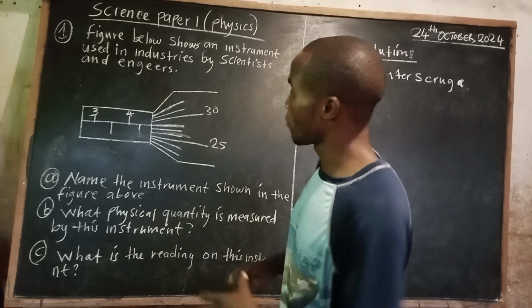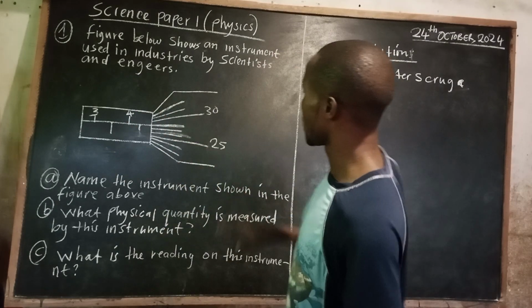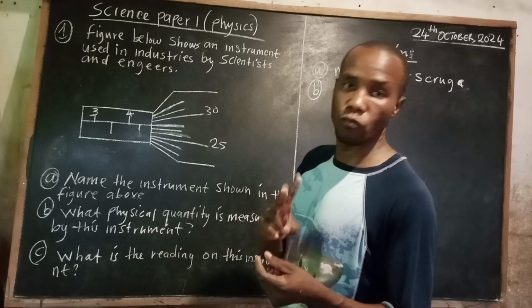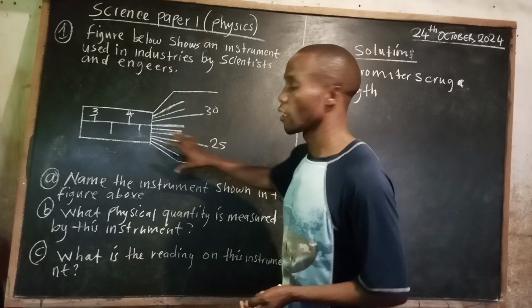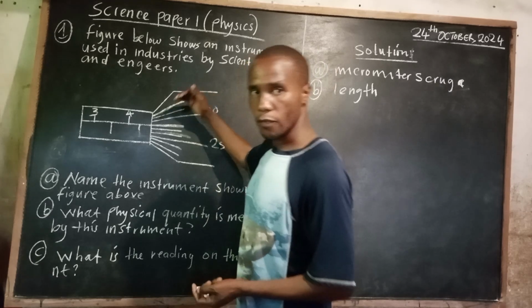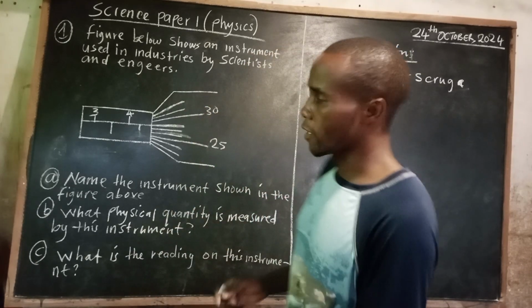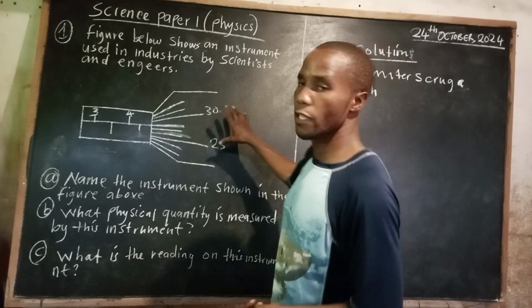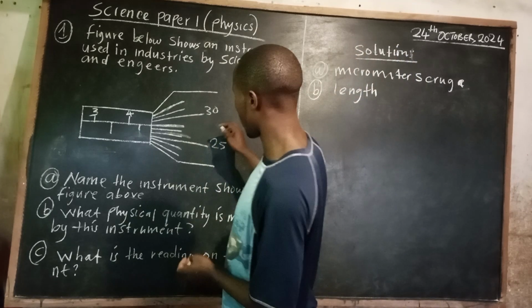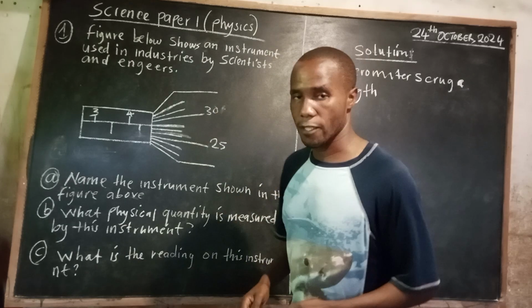The way we read the micrometer screw gauge, first of all, we start with the sleeve scale. As I said, the micrometer screw gauge has 2 different types of scales: the sleeve scale and the thimble scale. Okay, so we are going to look at the figures that were given. These are in millimeters. I have not indicated, but they are in millimeters.